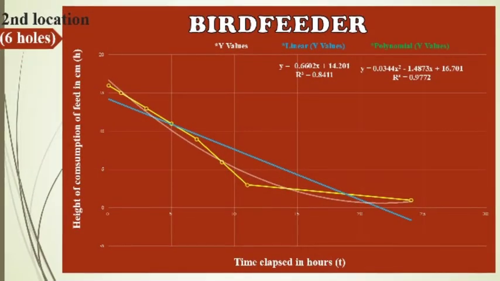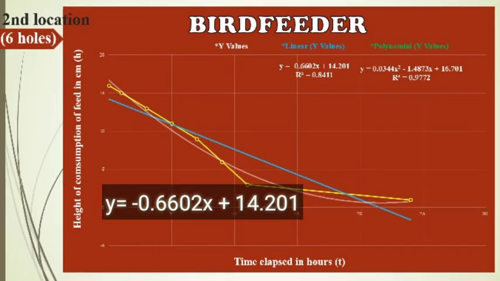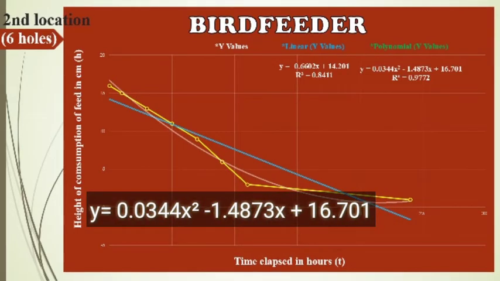Lastly, for our second location that has 6 holes, we also use linear and polynomial curve fitting. For our linear, we have y is equal negative 0.6602x plus 14.201. While in our polynomial, we have y is equal 0.0344x squared minus 1.4873x plus 16.701.